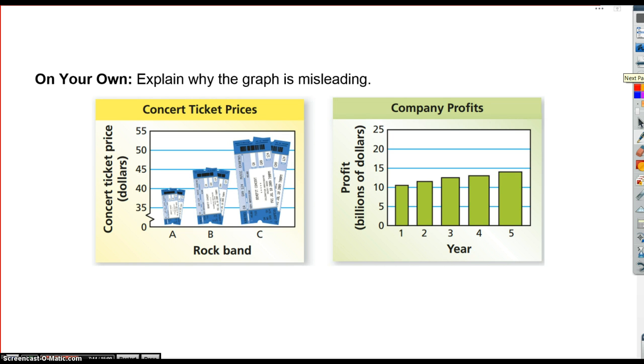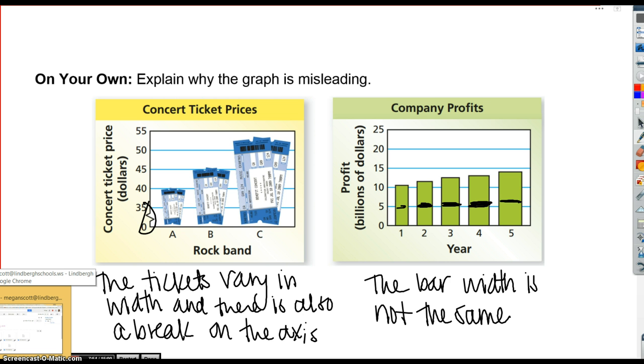All right, on these two on your own, explain why these graphs below are misleading. Hit pause, try them on your own, and when you are finished, hit play and check your answers. All right, so the first one is misleading because there's a break in the graph and also the tickets are different sizes. And the second one is misleading because the width of these bars are not the same size, so it appears as if the profit is greater.